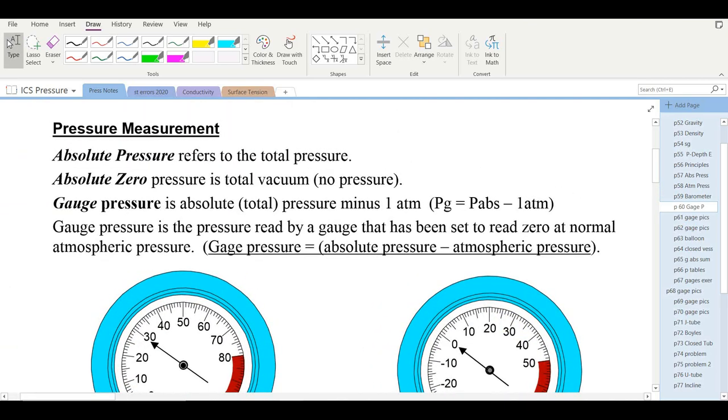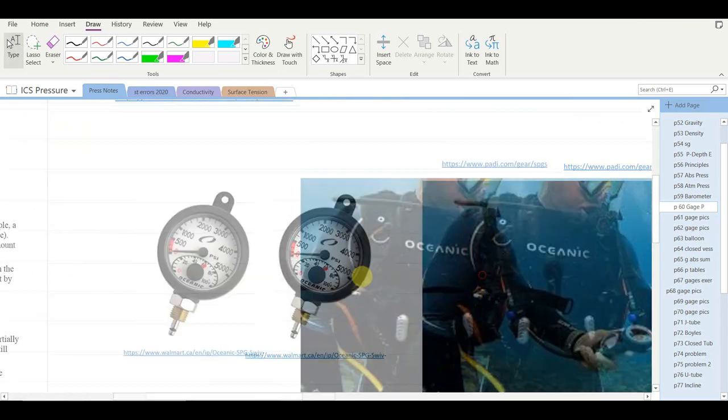So absolute pressure refers to the total pressure. Absolute zero pressure would be complete vacuum, no pressure at all. Gauge pressure, which many gauges are calibrated to read, is the total pressure minus one atmosphere. So P gauge would be absolute pressure minus one atmosphere. Take a look at this diver's gauge.